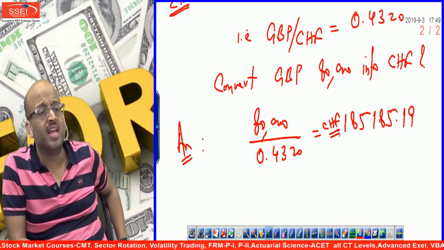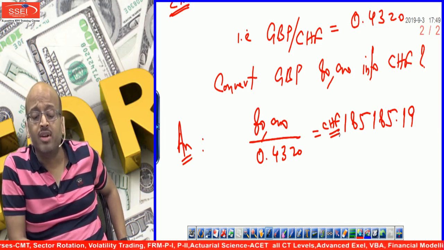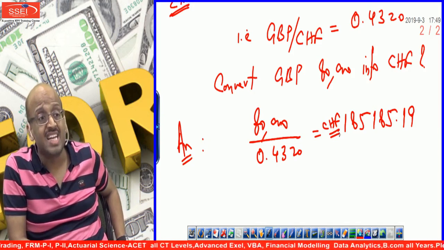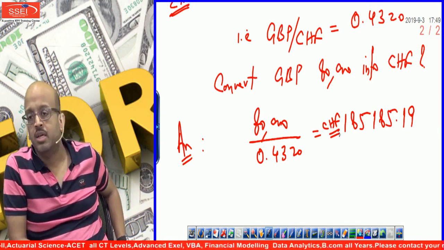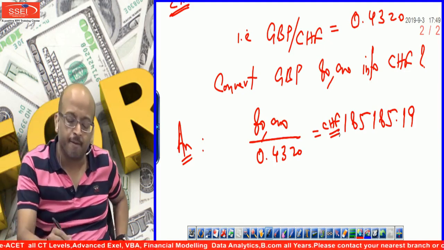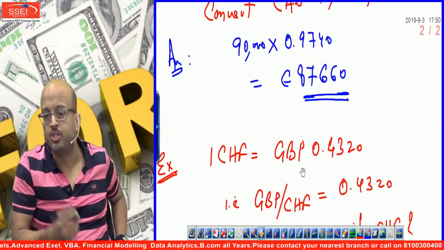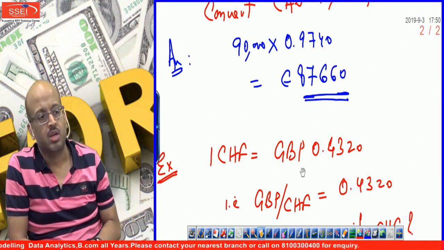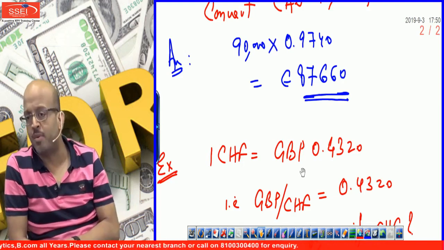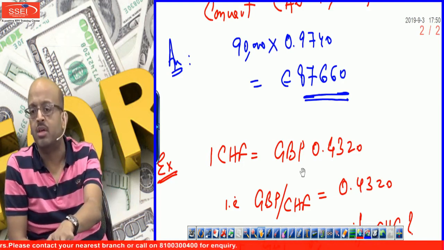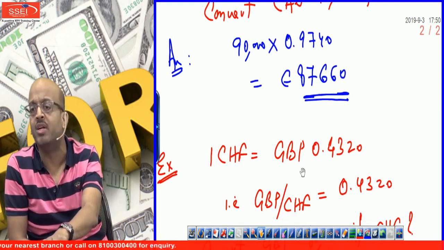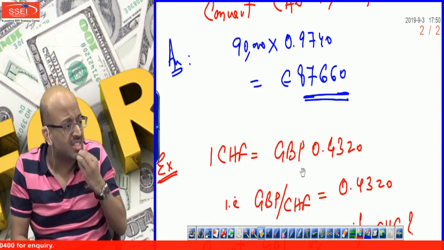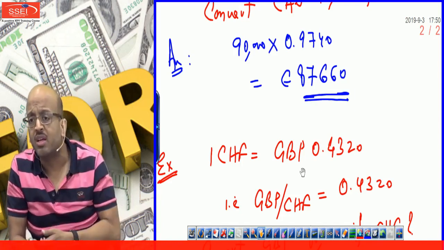In one of my classes, when I asked somebody how did you decide that this has to be divided? Then the person replied, sir, I know from my knowledge that pound is more costly than CHF. He knows from his knowledge. I said, what if you don't know from your knowledge? He said, I can see it on the board. 1 CHF is only 0.43 pound, no? So 1 CHF is less costly. 1 pound is more costly.